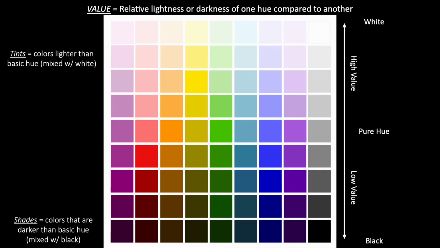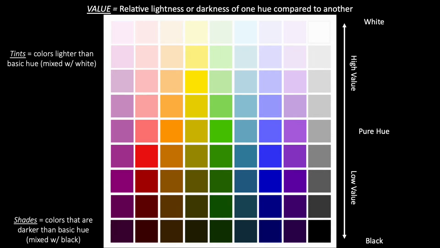Now we've talked about value as a relative lightness or darkness of something, but that was mostly in terms of black and white. But we can also talk about value as the relative lightness or darkness of one hue compared to another. And so hues that are lighter than their basic or primary hue we call tints, which are colors that are mixed with white, so they are lighter than their original. Colors that are mixed with black or that are darker than their basic hue we call shades.